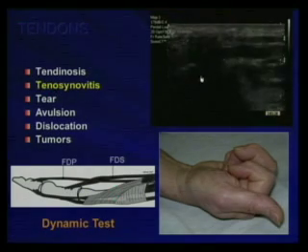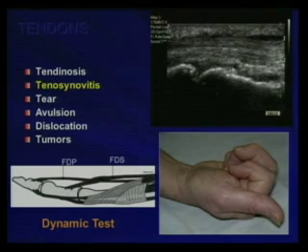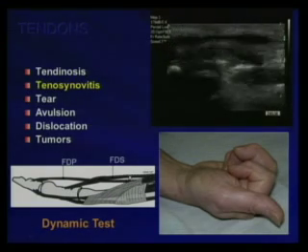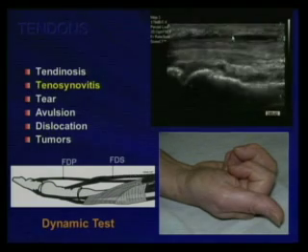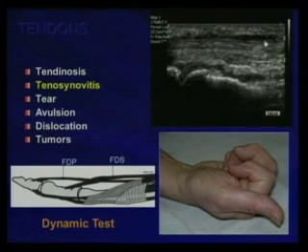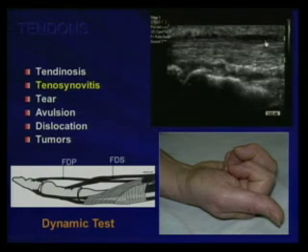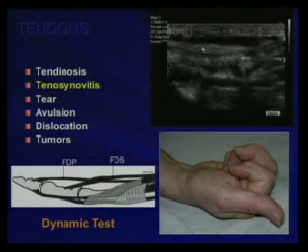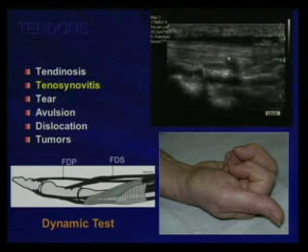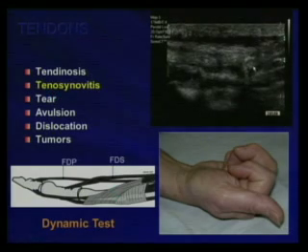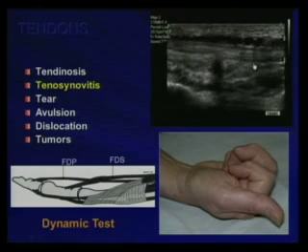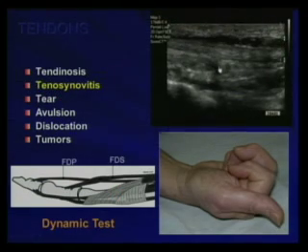You have here the MCP joint, a small amount of fluid in the joint. This is the metacarpal in a long axis view. FDS and FDP, as you can see here. There is fluid around the tendons. And now I will start with passive motion. You can see that the FDS moves freely, but the FDP gets stuck in the tendon sheath because there is no room for the tendon. That's why the patient has this trigger finger.